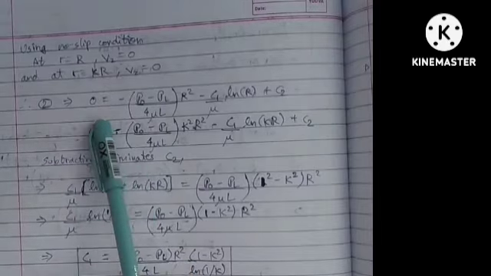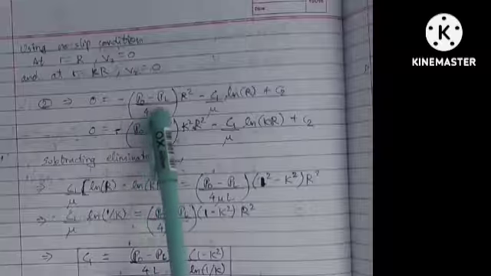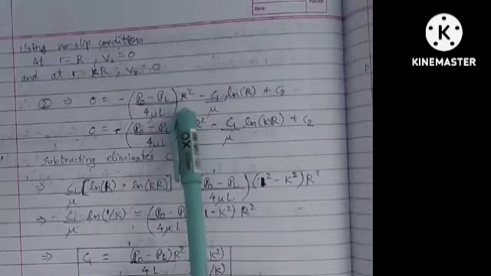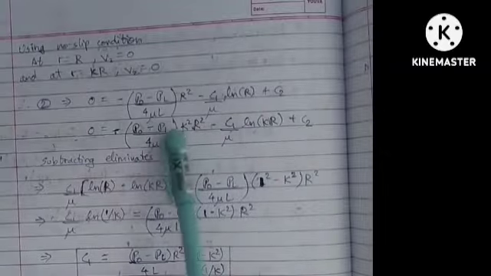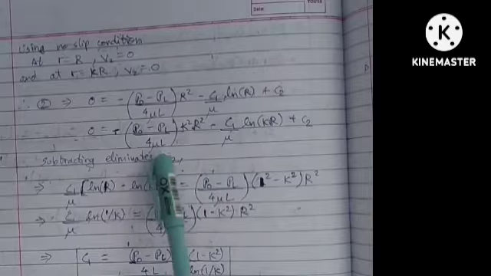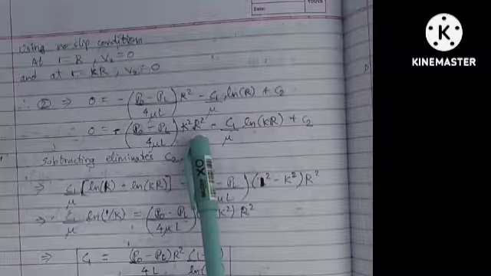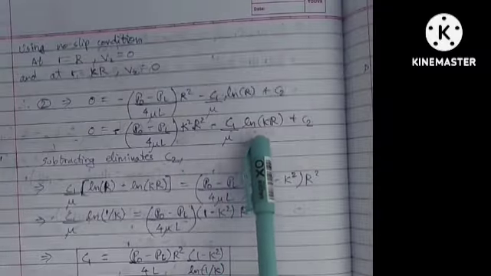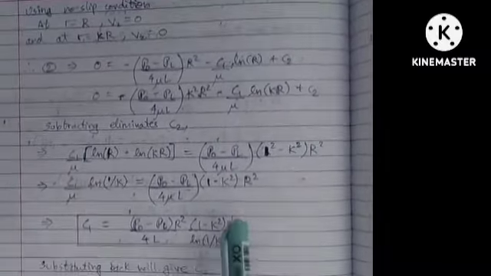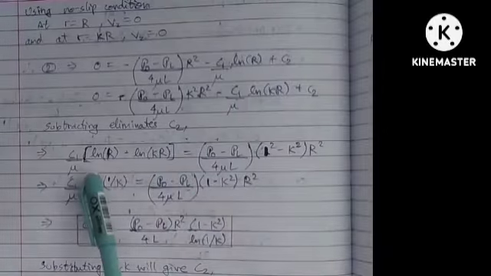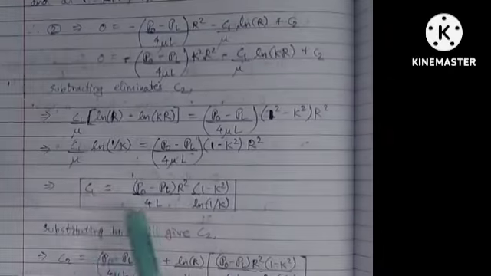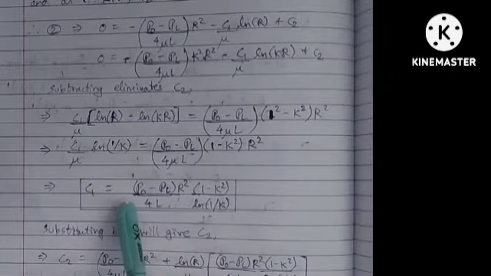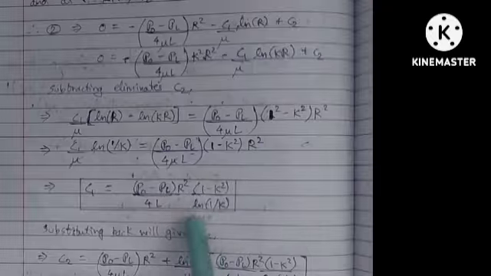Second equation implies 0 is equal to minus (p0 minus pL) upon 4μL into R square minus C1 upon μ ln R plus C2. And 0 is equal to minus (p0 minus pL) upon 4μL into κ square R square minus C1 upon μ ln κR plus C2. Subtracting eliminates C2. Solving for C1, we get C1 is equal to (p0 minus pL) R square upon 4L into (1 minus κ square) upon ln(1/κ).